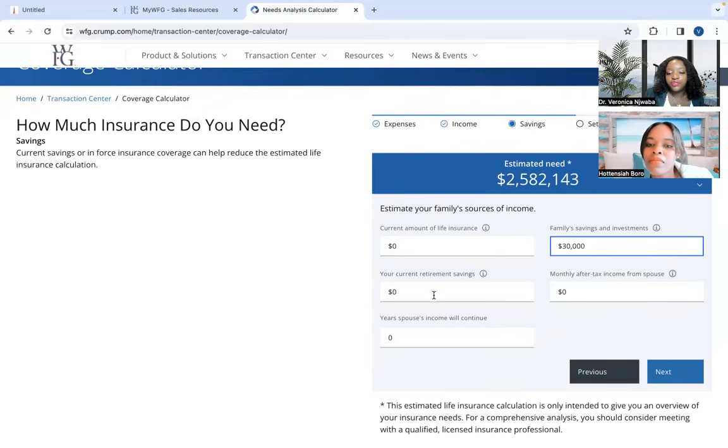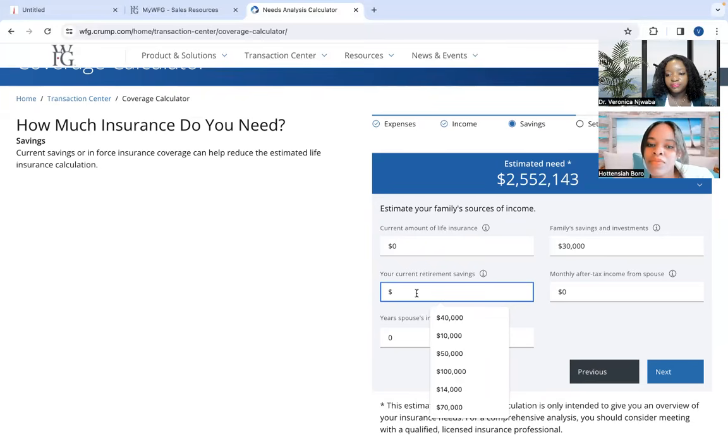Do you currently save for retirement at all? Like 401k, 403bs? I think you only mentioned 401k and Roth IRA. I'm not sure if you have anything else. No, just those two. Roughly how much do you maintain in your retirement savings?